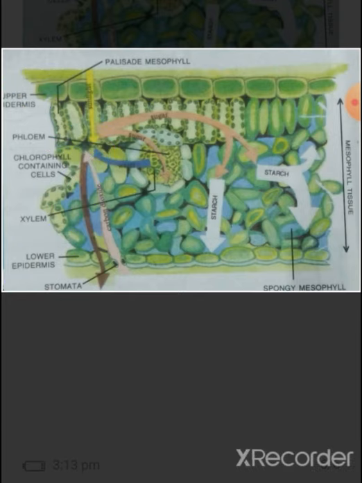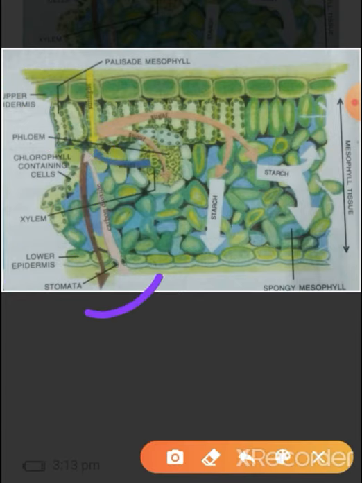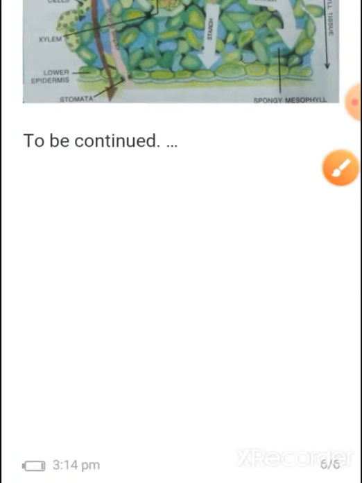Now another thing, you can see the pore-like structures on the lower surface of the leaf, and these are stomata. Through these stomata, exchange of gases with the atmosphere will happen in the leaf. So this was the whole process of photosynthesis.